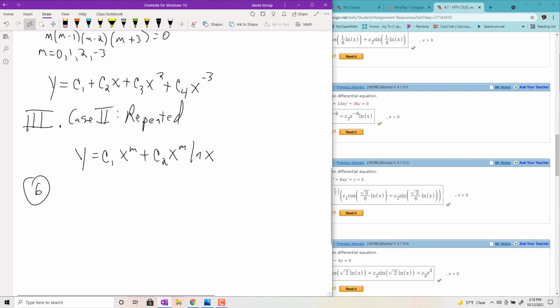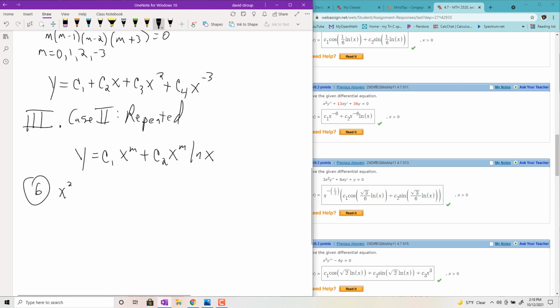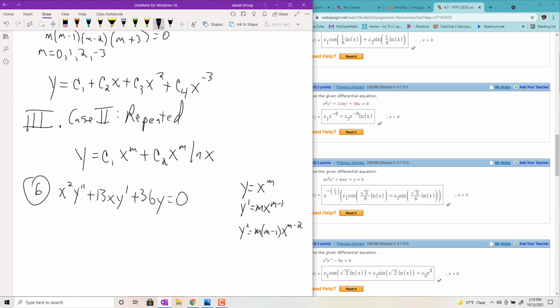So I have x squared y double prime plus 13x y prime plus 36y is 0. The form of my solution is y equals x to the m, finding derivatives all the way up to the second derivative: m x to the m minus 1, and then the second derivative, m times m minus 1 x to the m minus 2. Plug that into your differential equation, so you get x squared times m times m minus 1 times x to the m minus 2 plus 13x times m times x to the m minus 1 plus 36 x to the m equals 0.